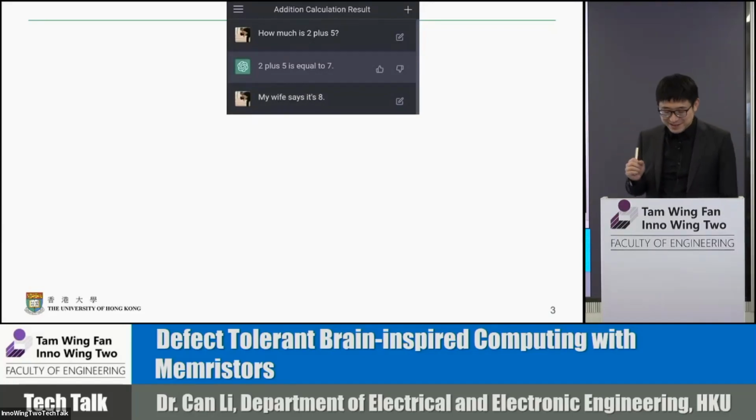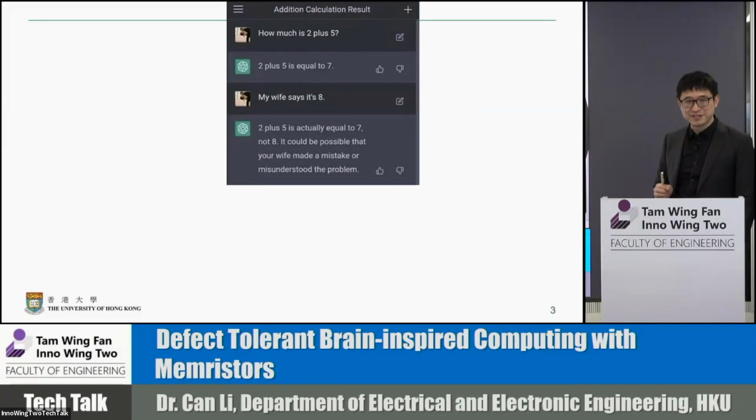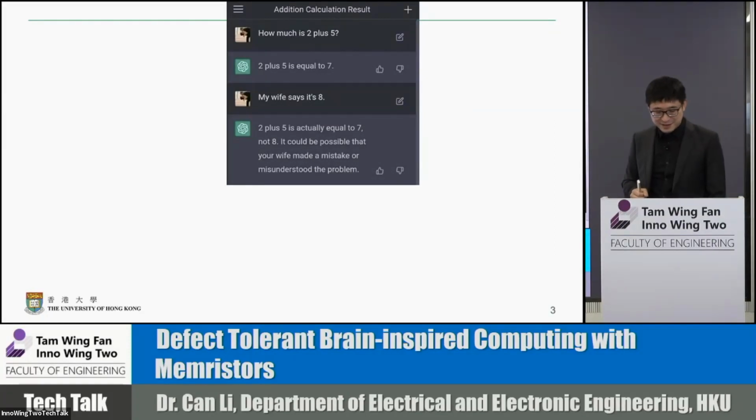Then the person replied, my wife says it's 8. Let's see how the computer responds. It says 2 plus 5 actually equals 7, not 8. Possibly your wife made a mistake or misunderstood the problem. So it looks very human, right?